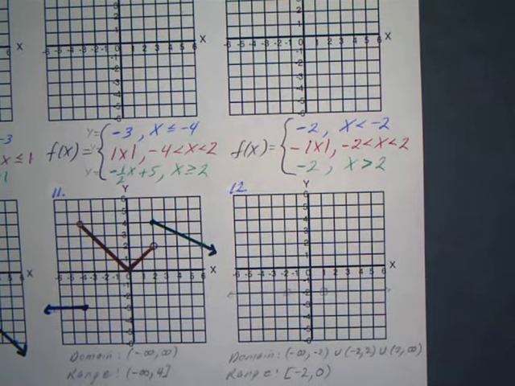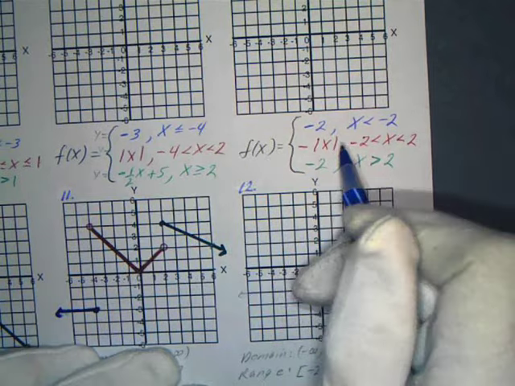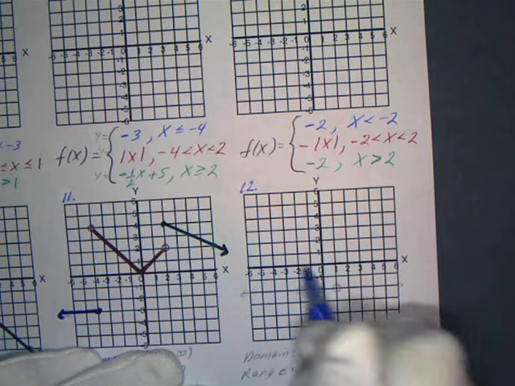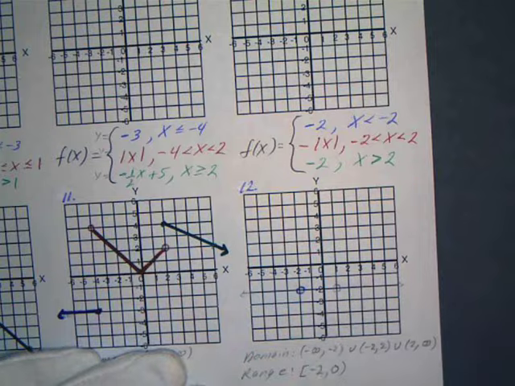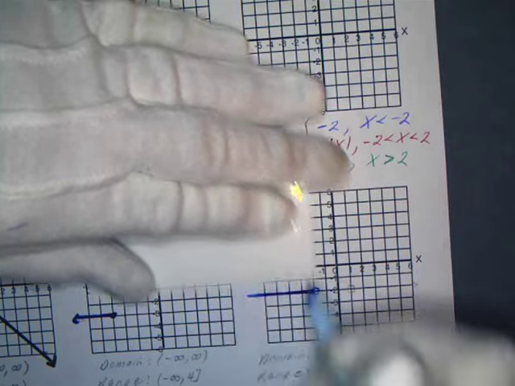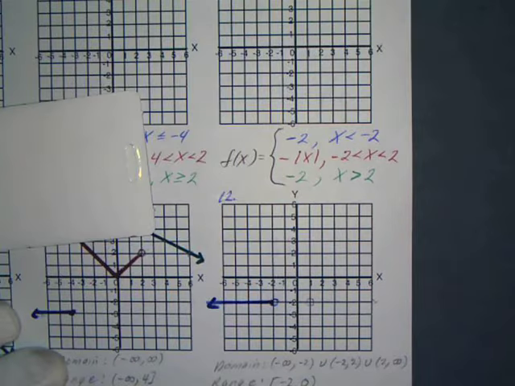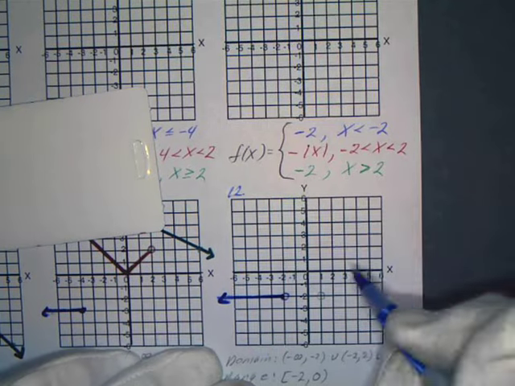And this is a little bit easier, but just to see how these can look kind of neat, this is going to be -2 when x is less than -2, circle, so -2 when x is less than -2. It's going to be equal to the negative of the absolute value of x, so this is going to be like an a.